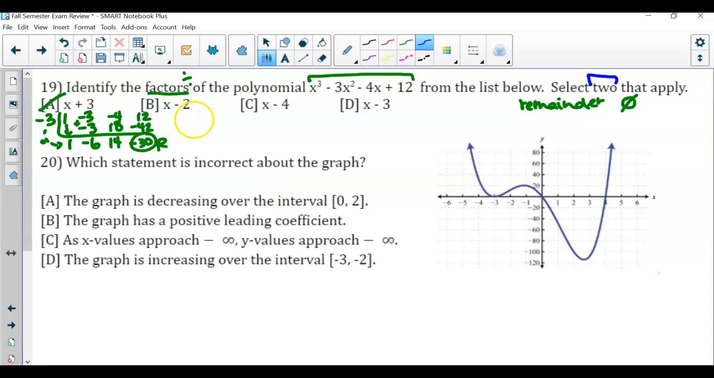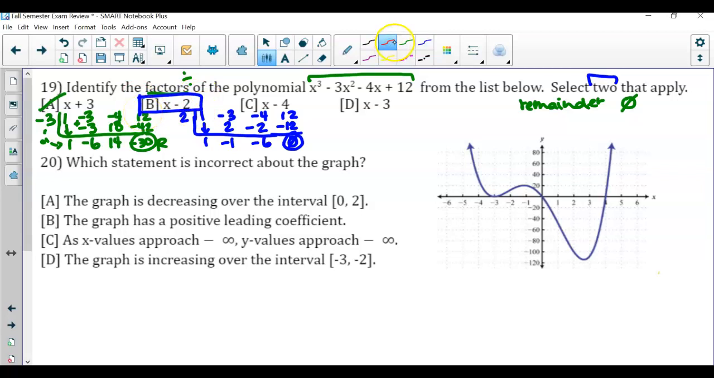Now let's go to B. So B, again, change the sign of the divisor to positive 2. Then set up the coefficients. And let's see if we get a remainder of 0. Bring down 1, multiply. So that gives you 2, add, you get negative 1. Multiply to get negative 2, add to get negative 6. Multiply to get negative 12, and you get a remainder of 0. So B is a factor.